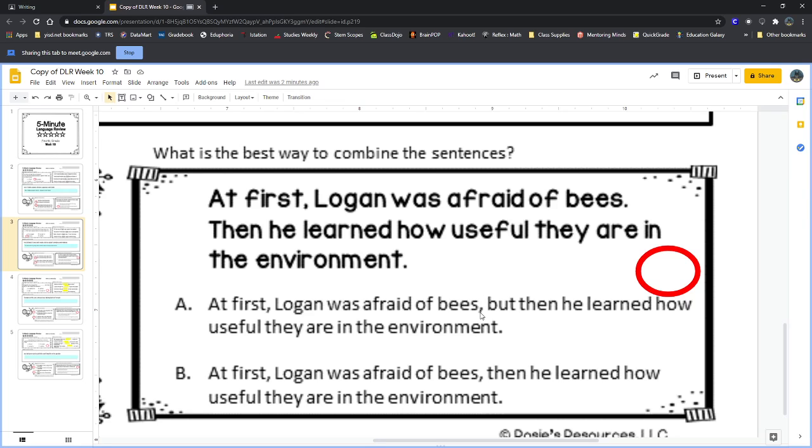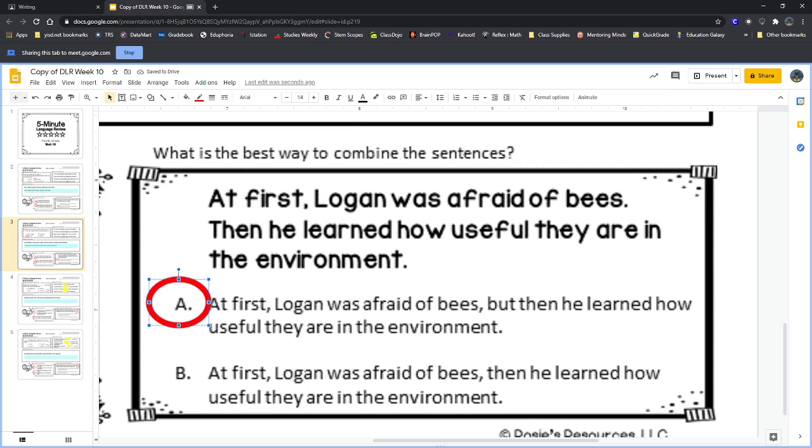I believe that at first Logan was afraid of bees. Okay, that's a complete sentence. Everything's there. I believe that then he learned how useful they are in the environment. Yeah. So if I've got two complete sentences, I need a comma and a conjunction. And answer choice B forgot the conjunction. They tried to use then, but then is not one of our fanboy words, but is. So I actually should pick answer choice A.